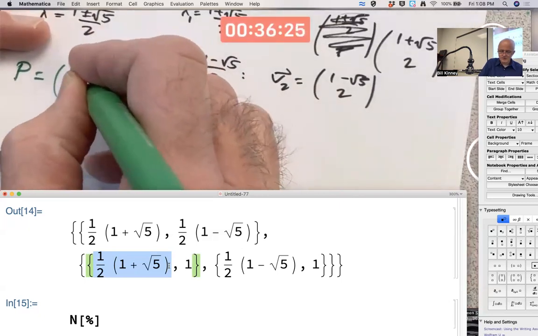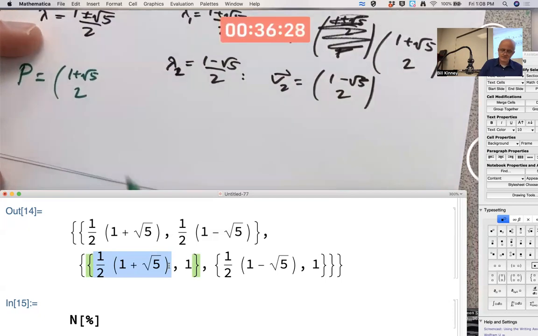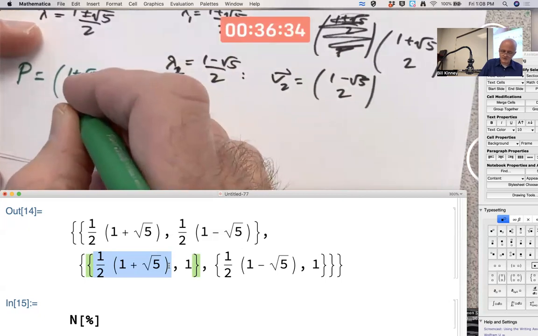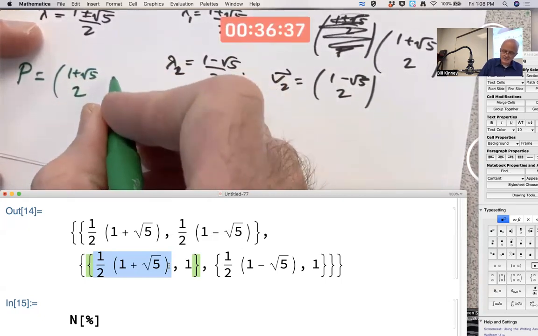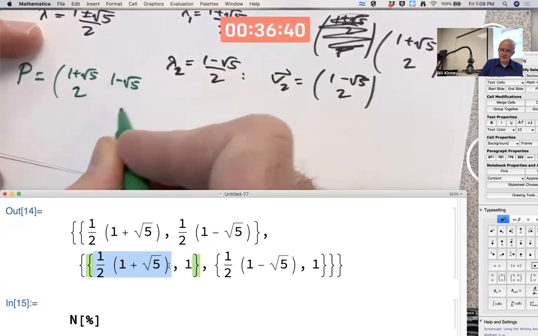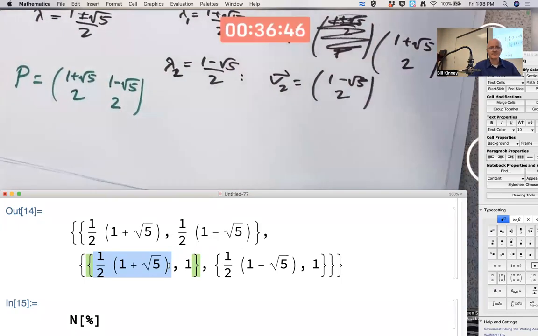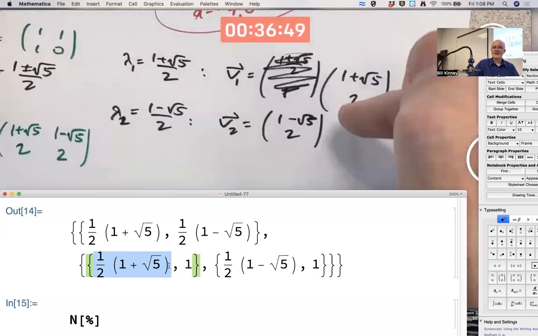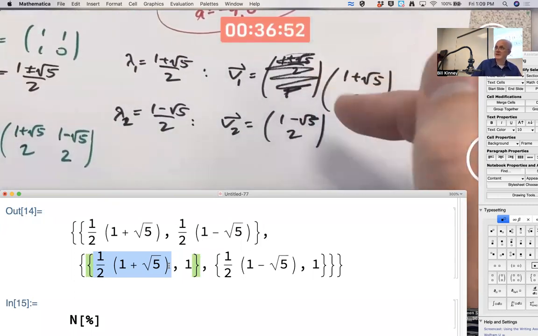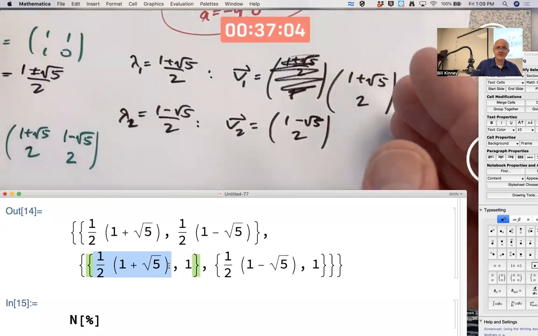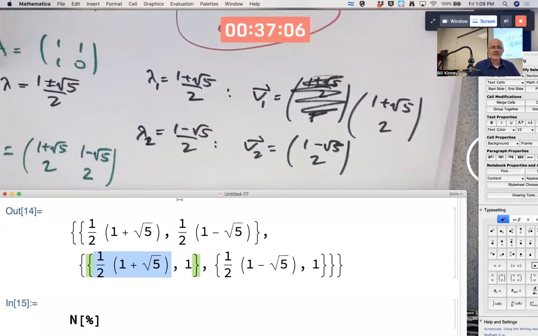First upper left entry, 1 plus square root of five, lower left entry, 2. For the second column, upper right entry, 1 minus square root of 5, lower right entry, 2. That's going to be my change of coordinates matrix. It's not unique. If I did not multiply the components by 2 here, I'd get a different matrix. P is not unique because the eigenvectors are not unique. The eigenvalues are unique, but the eigenvectors are not. There's infinitely many choices for eigenvectors.